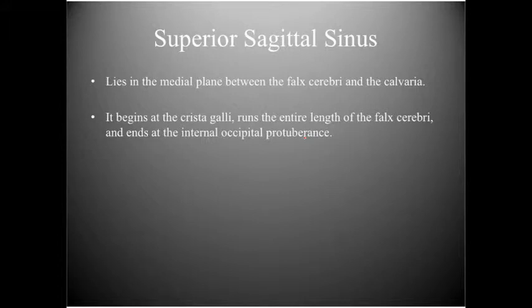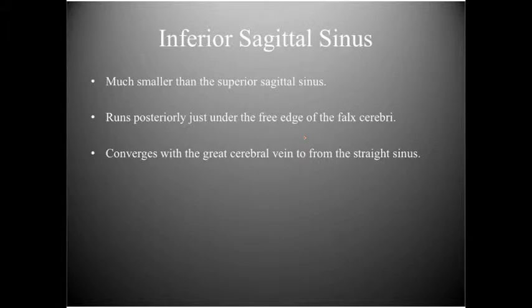So the superior sagittal sinus. It lies in the medial plane between the falx cerebri and the calvaria. It begins at the crista galli and runs the entire length of the falx cerebri and ends in the internal occipital protuberance. The inferior sagittal sinus is much smaller than the superior sagittal sinus. It runs posteriorly just under the free edge of the falx cerebri and converges with the great cerebral vein to form the straight sinus.